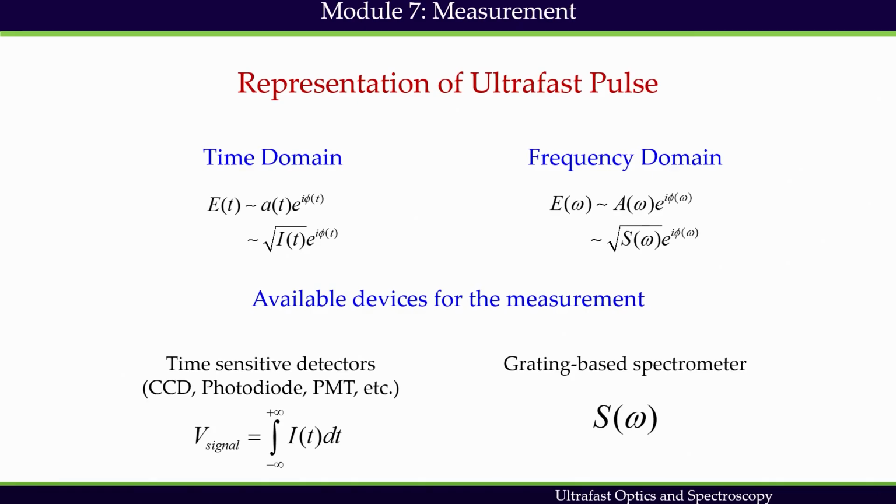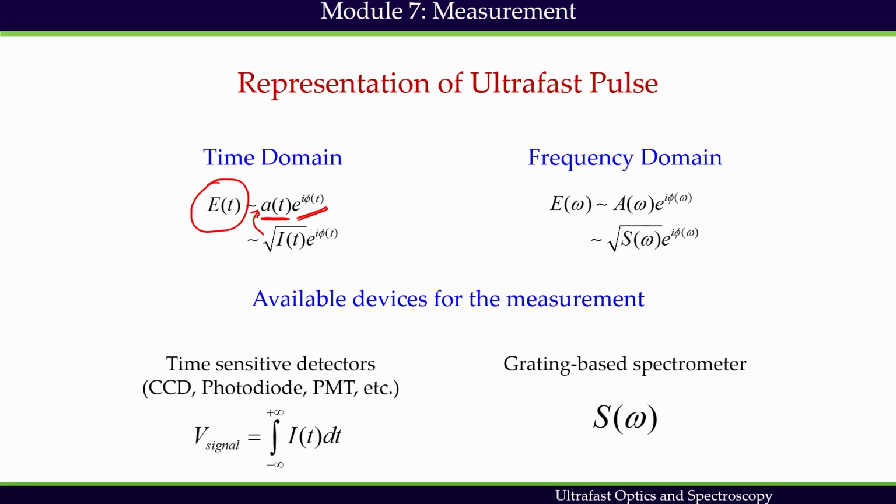In the time domain, we express the electric field as a product of the envelope function, the field envelope, and the carrier wave, e to the power i phi of t. And we have seen that this A(t) can be represented as the square root of I(t).